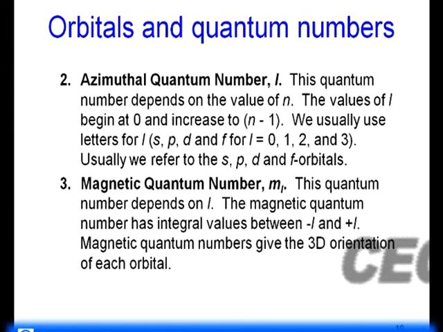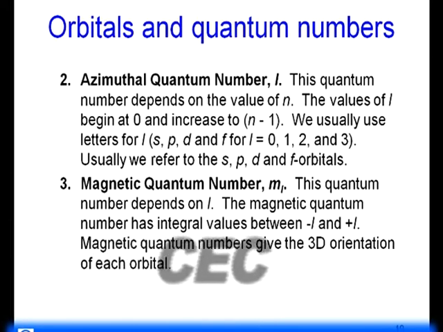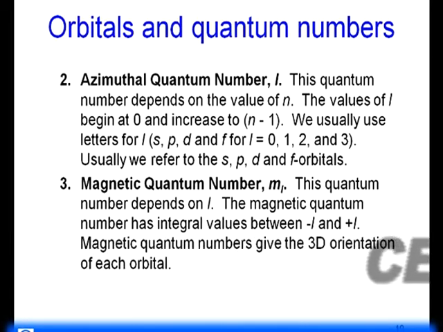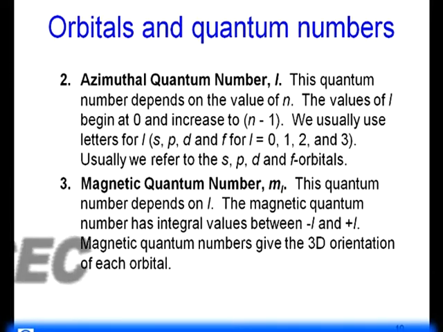The solution of Schrodinger's equation also gave us another quantum number, the azimuthal quantum number, which is related to the angular momentum. This quantum number depends upon the value of n. We all know that the maximum value of this is equal to n minus 1, and it can have values starting from 0 up to n minus 1.